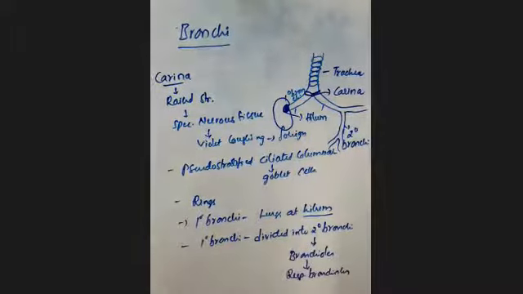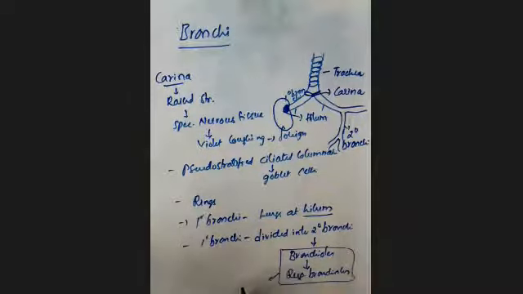See, the bronchioles lack cartilage. Whatever the bronchioles and the respiratory bronchioles are present, they lack the cartilage and contain only the muscular wall, which changes the size of the tube during airflow.